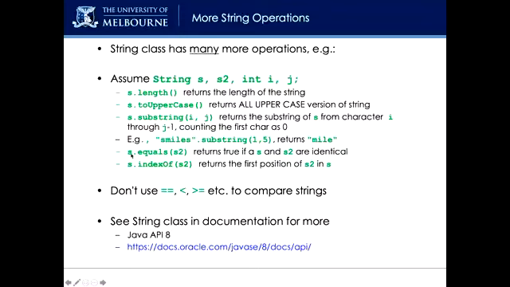And as I mentioned, the double equals does not work on objects. We will go into this in a little bit more detail later when we start creating our own objects. But there is a command called equals.